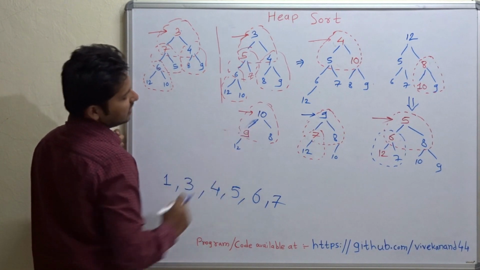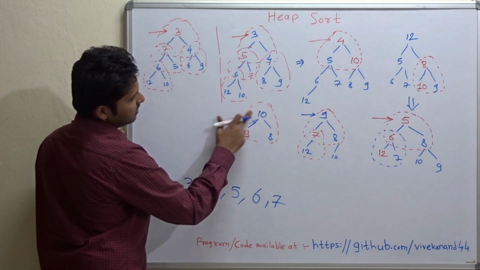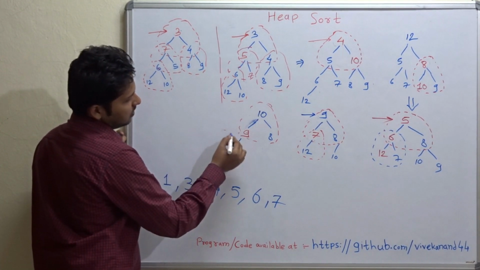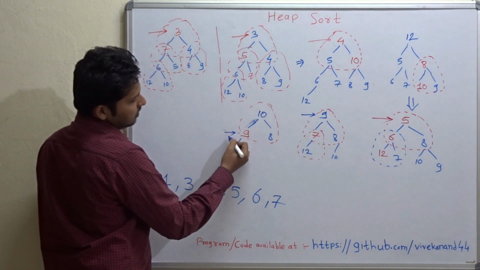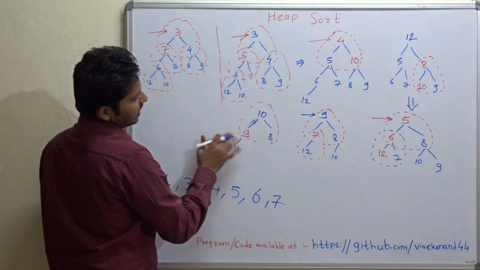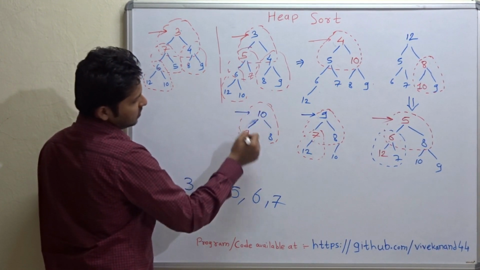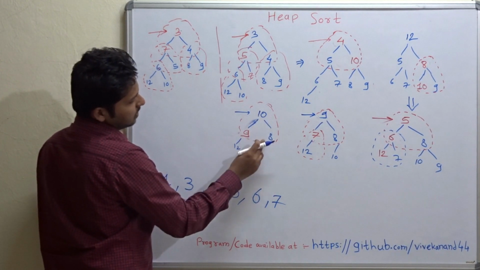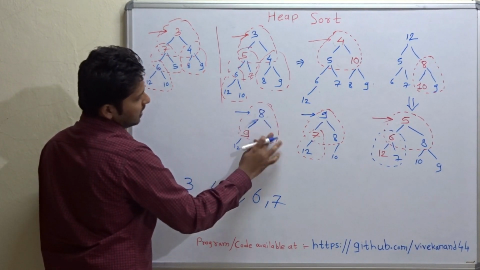10 is greater than 9. This is not a heap. So let's apply the heapify method. So I will apply it here only. So 9 is less than 12. 8 doesn't have any child. Let's check this. Out of these three, what is minimum? 8 is minimum. So we will swap 10 and 8.